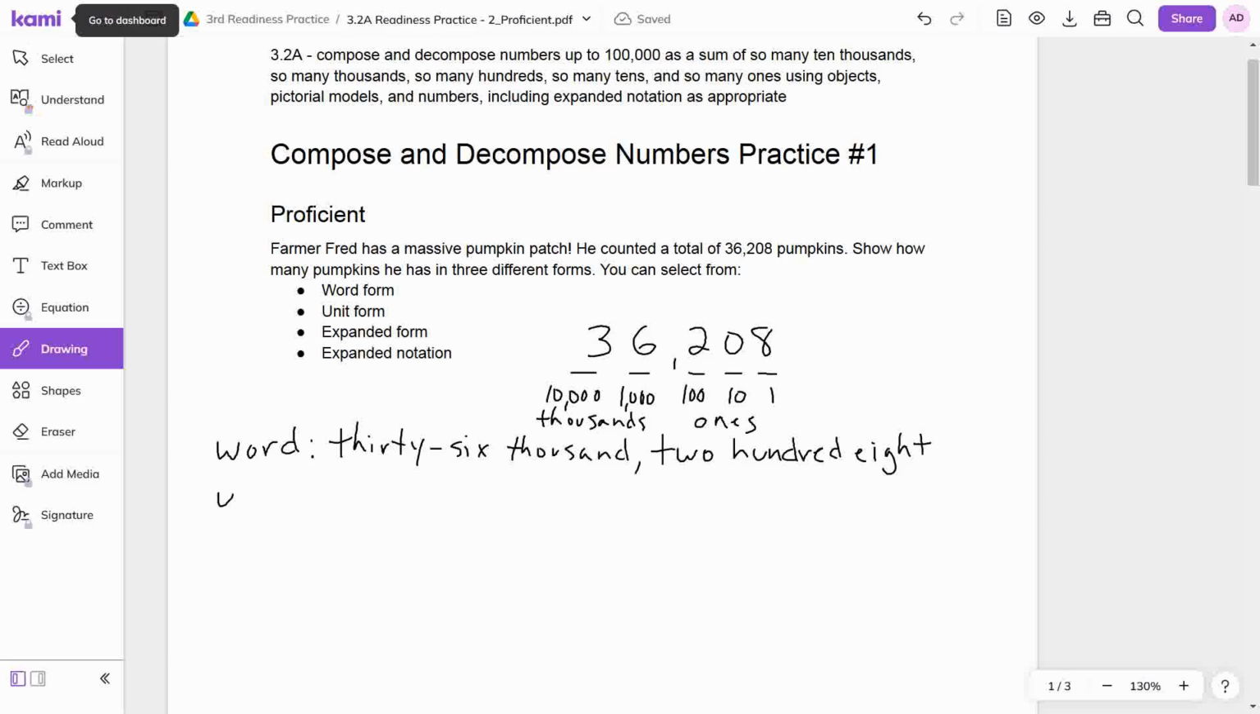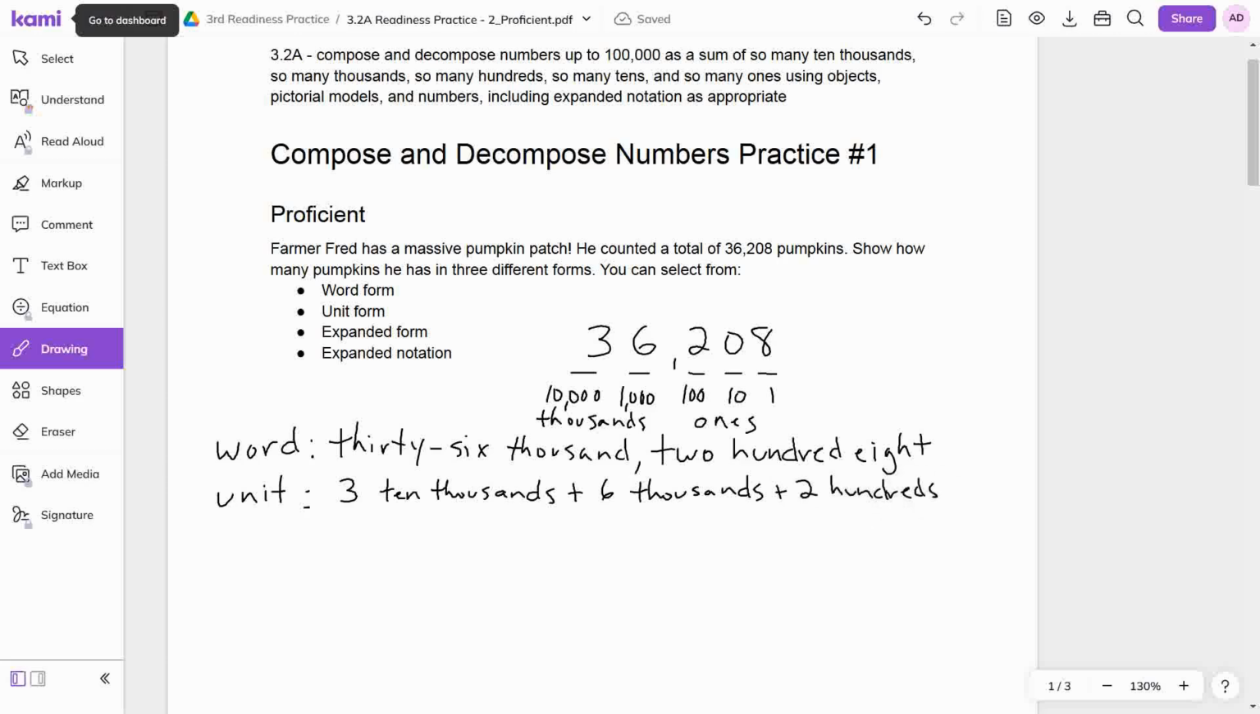All right, so unit form is going to take the value that we have in each digit, starting with the largest again. So let's take a 3. I've got 3, and then 3 what? Well, let's just write that out. 3 10,000s. So this is unit form, and then you just add them all together. I've got 3 10,000s. How many thousands do I have? Well, I have 6 thousands. I have 2 hundreds.